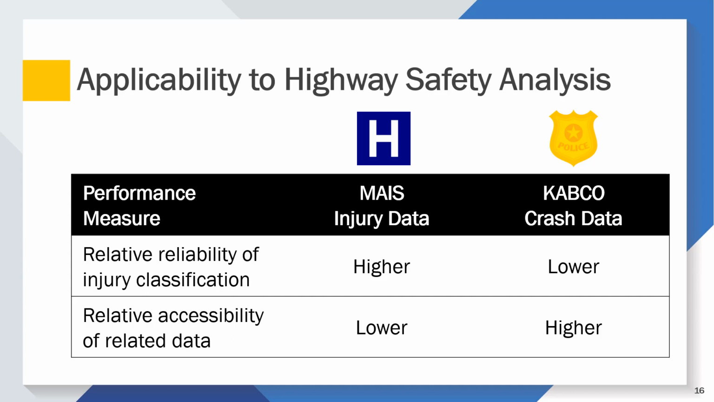To facilitate KABCO crash-based analyses, FHWA translated NHTSA's cost estimates from the MAIS to the KABCO scale, from units of person injuries to crashes, and from 2010 dollars to 2016 dollars. The next series of slides explain this process.